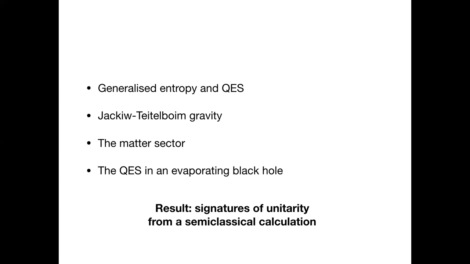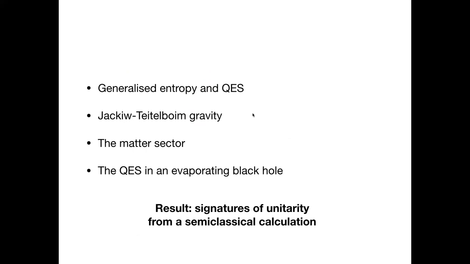There's an outline of what I'm going to be doing. So the new ingredient I'm just going to go into is the so-called quantum extremal surface. I'll explain what that is and its relation to the generalized entropy. And this is going to be the key new idea we put into this experiment. And I'll talk about a specific solvable model we used for asking these questions, which was JT gravity coupled to matter, which I'll discuss.